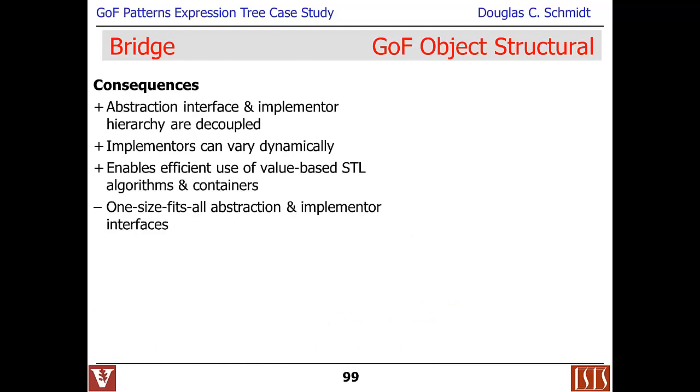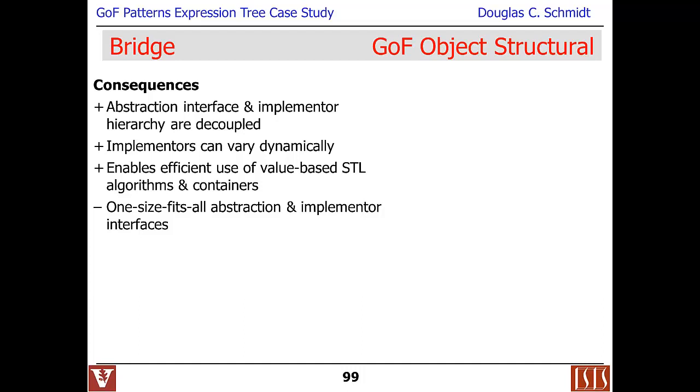So what are the good and bad things about this pattern? It decouples the interface from the implementation. Big win, especially in C++. Believe it or not, I'll talk about some known uses in a second. Implementers can vary dynamically. You can make this selection at runtime, while your program is running, deciding which hierarchy you want to connect into the interface, the abstraction class. That can be decided late using a factory or an interpreter or a builder or something like that. We can also use it for value-based STL containers and algorithms, which you'll be doing here shortly.